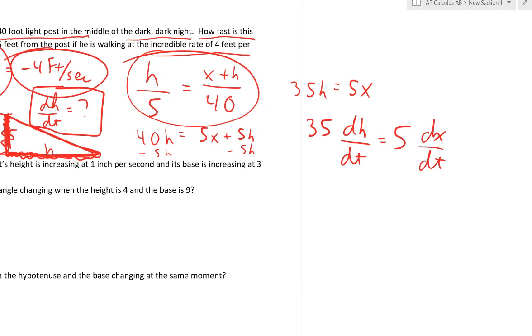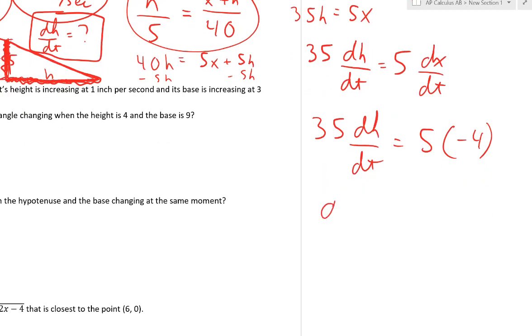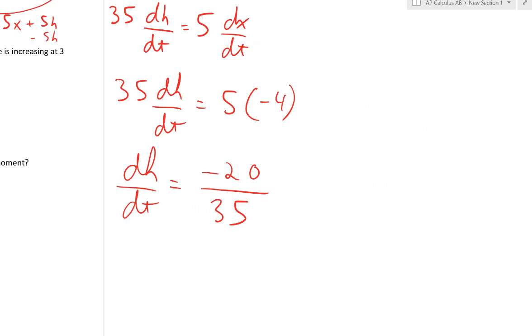So in this equation, we can just go ahead and rewrite it, and I can plug in what dx/dt is, negative 4 feet per second. And that allows me, awesome, to solve for dh/dt. Well, 5 times negative 4 is negative 20. And we're going to have to divide by 35 to solve for dh/dt. So it's negative 20 over 35, which we can reduce by canceling out a 5. So that's negative 4 over 7. And that's the rate of change of the shadow.